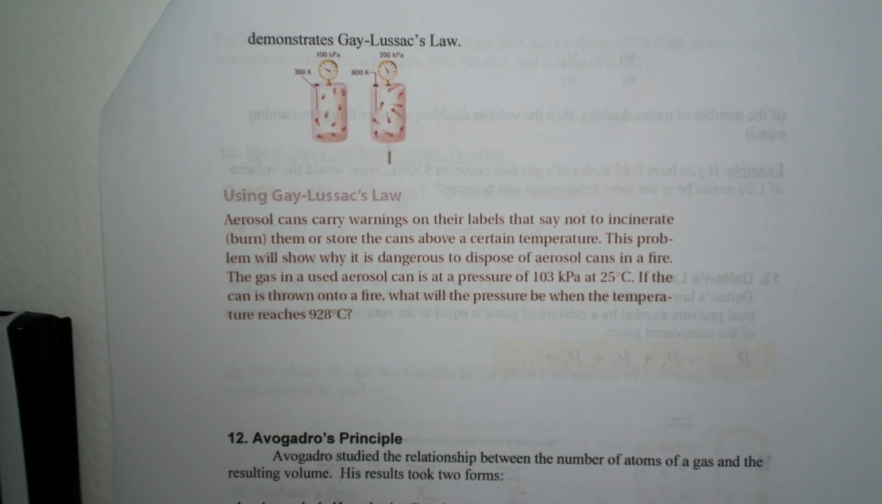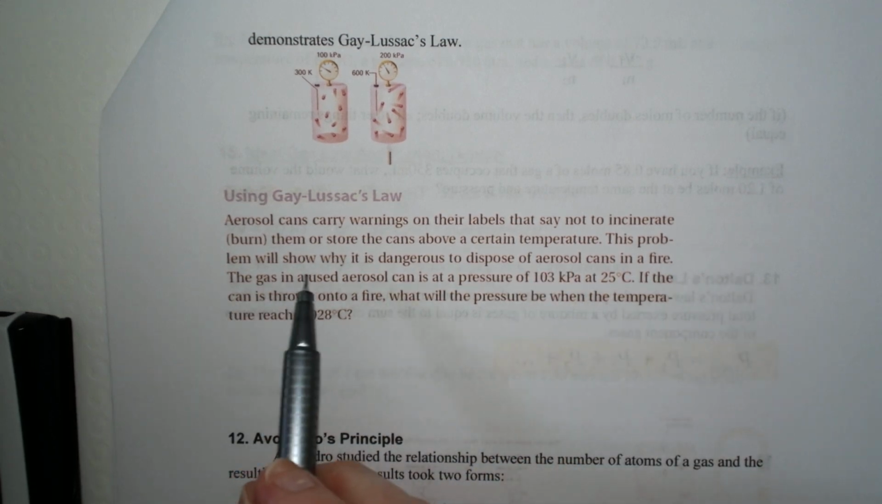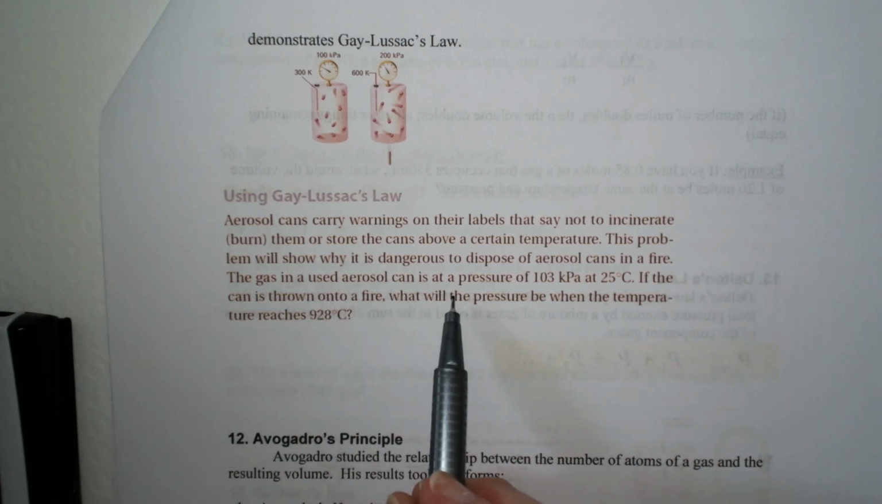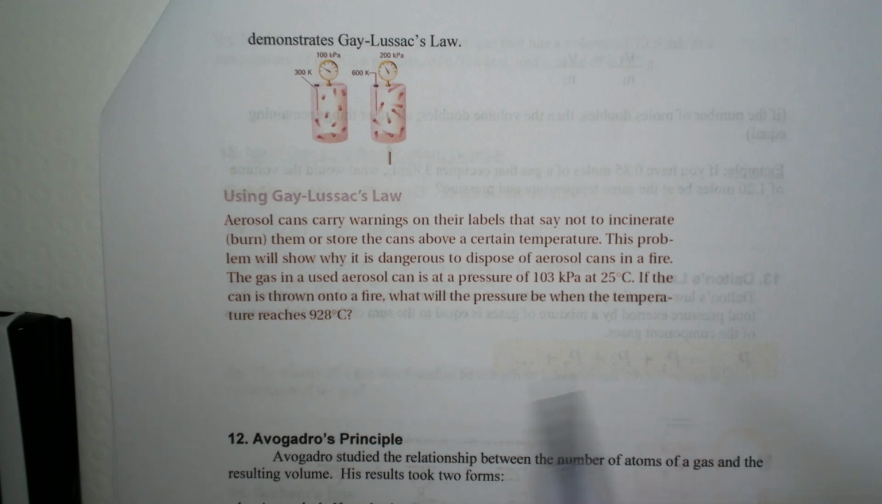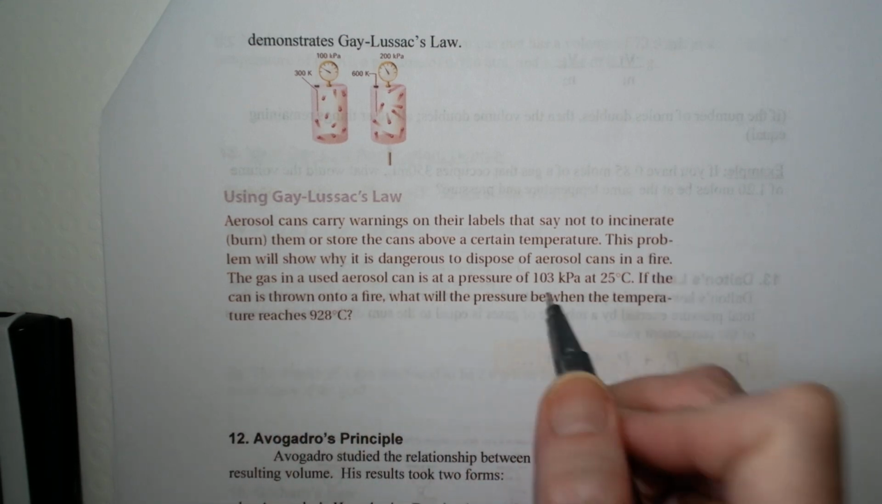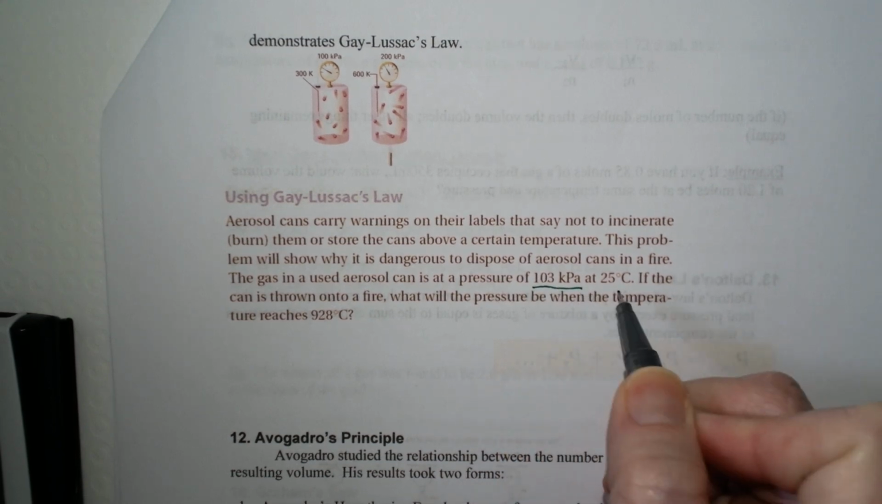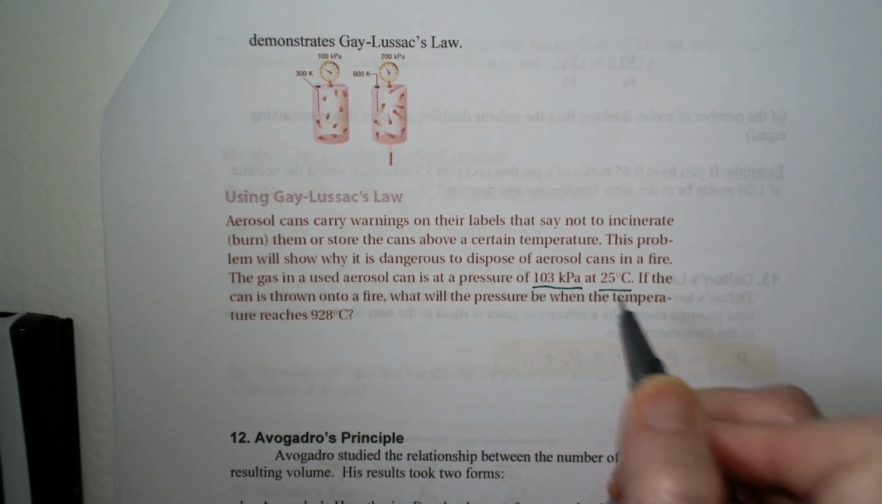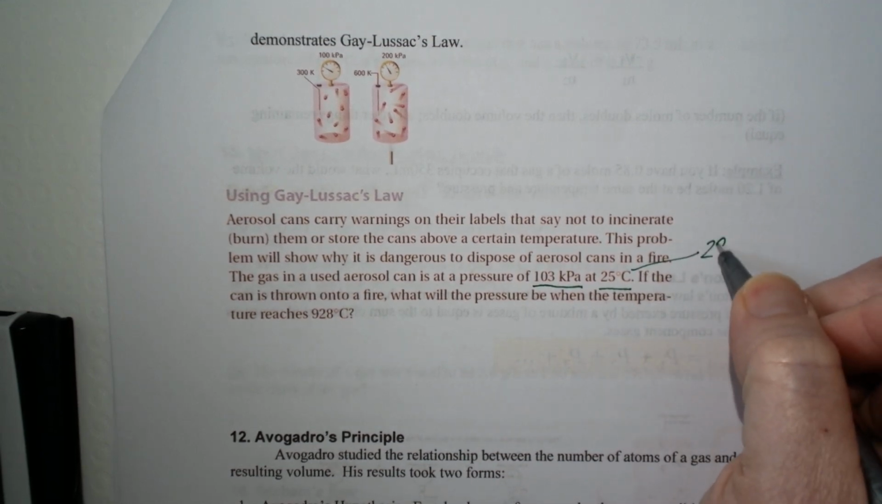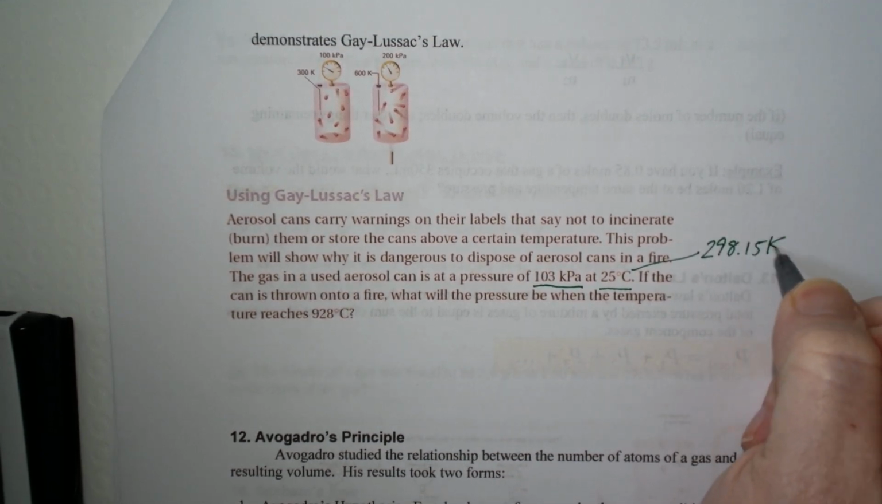Okay. All right. So let's look at our example problem. So it says, using Gay-Lussac's law, aerosol cans carry warnings on their labels that say not to incinerate or burn them or store the cans above a certain temperature. This problem shows why it's dangerous to dispose of aerosol cans in a fire. Don't ever do that while you're camping. That's stupid. The gas in a used aerosol can has a pressure of 103 kilopascals at 25 degrees Celsius. We don't like Celsius, right? So that temperature is actually 298.15 kelvins.